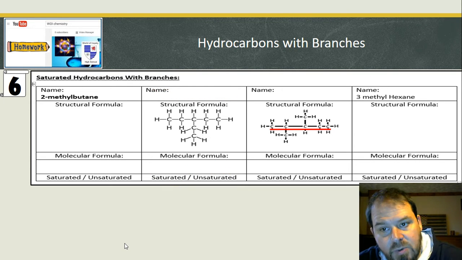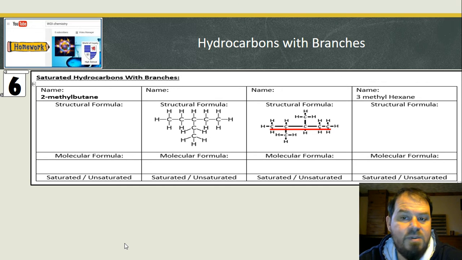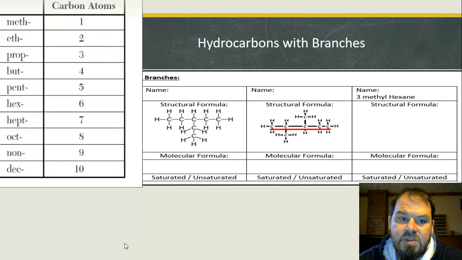This guy's got 2 methyls, so this is going to be complicated. However I count this, I come up with 5. 5 is the longest chain I can make, so it's instantly a pent.